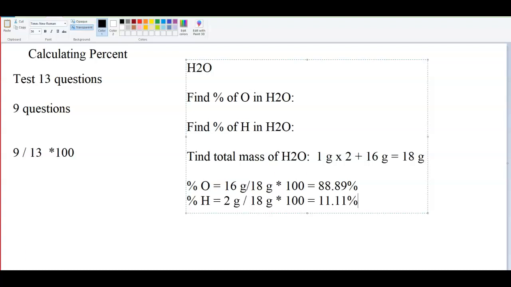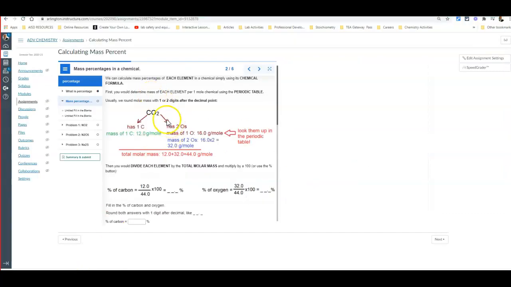So if you look at the example you're given here, you're given carbon dioxide, and you're asked to find the percent of carbon and also the percent of oxygen in that compound. So the first step is find the molar mass, and then find the mass of carbon, and also the mass of oxygen, the total number of oxygen in that compound, and you divide each one by the total mass and multiply by 100. That will give you your percent for each of those elements.